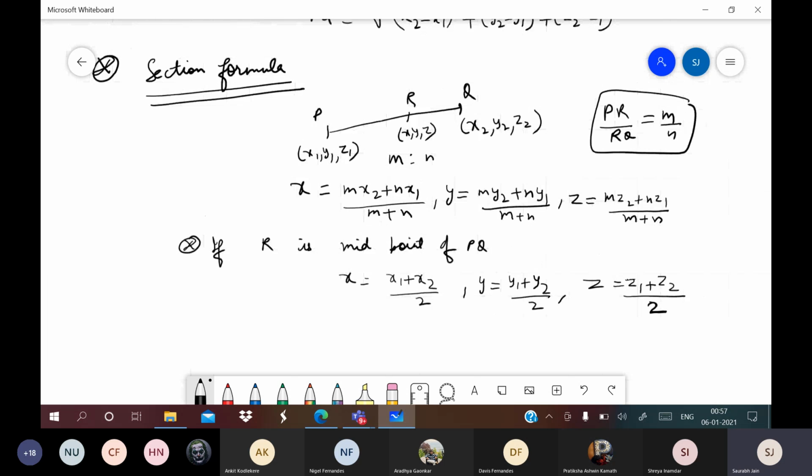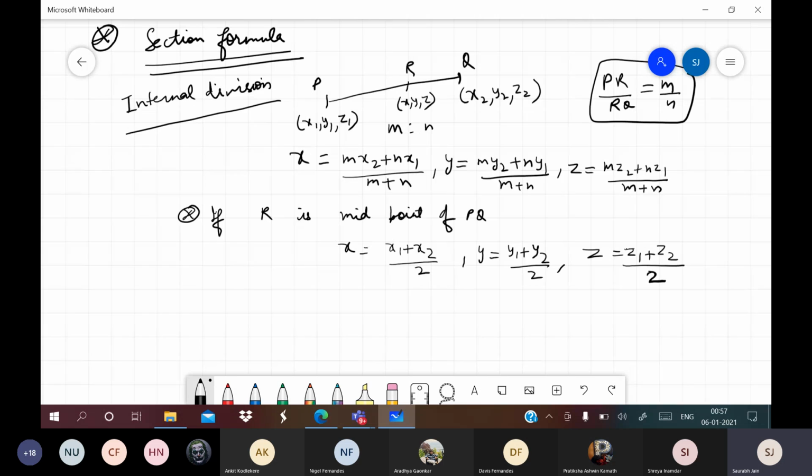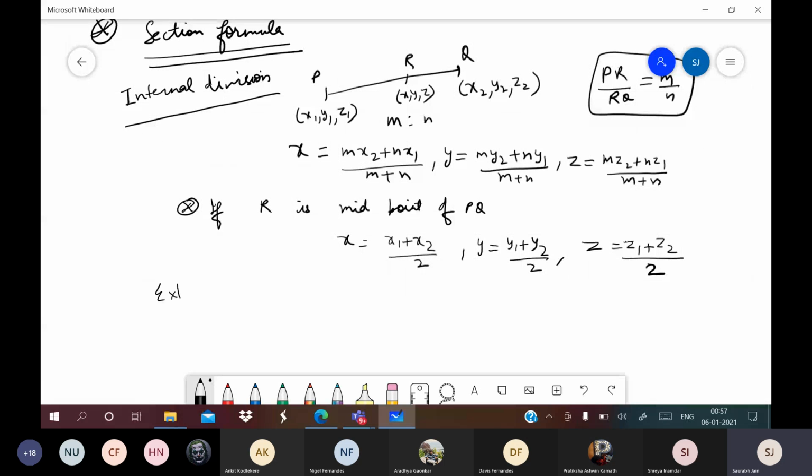We used to call this internal division. Remember, the point R is present internally on the line segment PQ, and it is dividing this line segment internally in the ratio m is to n. Then there was this external division, where R divides PQ externally in the ratio m is to n.